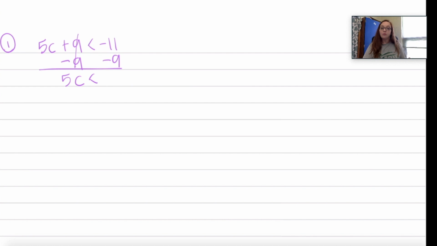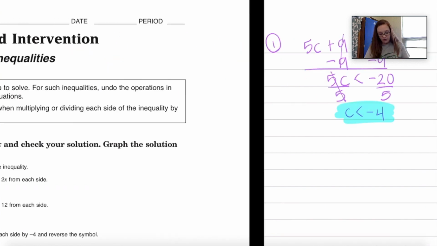And the inequality symbol does not flip here. Negative 11 minus 9 is going to be negative 20. Then we divide both sides by 5. Now we're dividing both sides by a positive number, so the inequality symbol doesn't flip. So c is less than negative 4. Okay, now let's go back. We'll write that down and graph it.